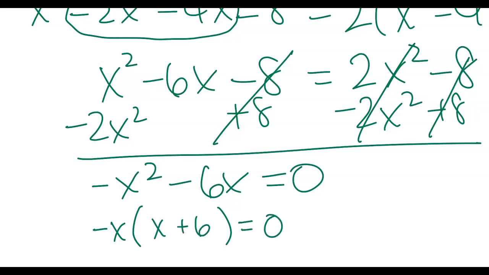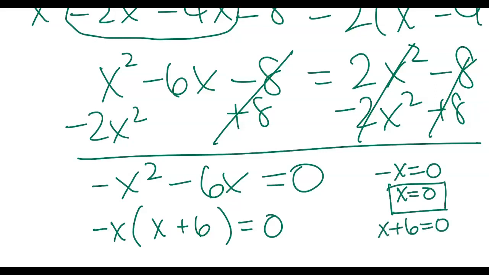This is what you should have solved. So you should have had negative x equal to 0, which means x is just going to equal 0 because you're just going to divide both sides by that negative. And then x plus 6 is going to equal 0, which means x would equal negative 6. These were your two solutions.